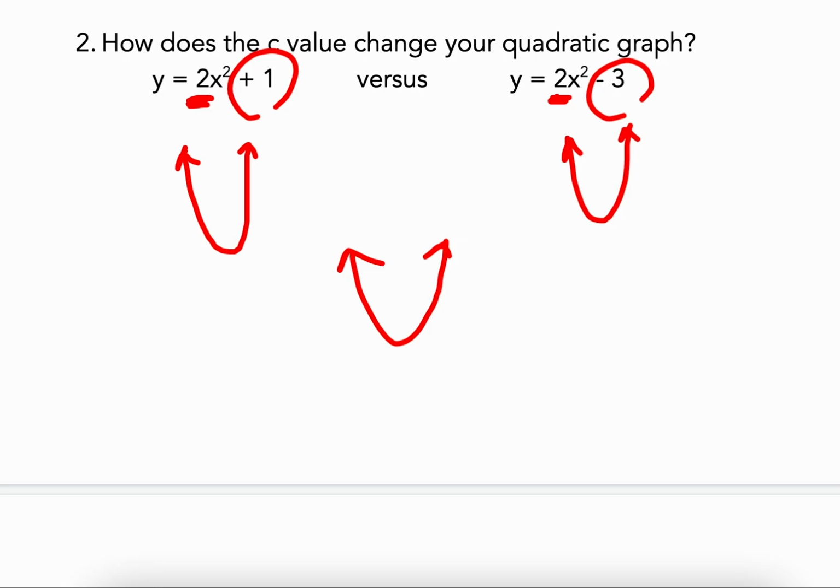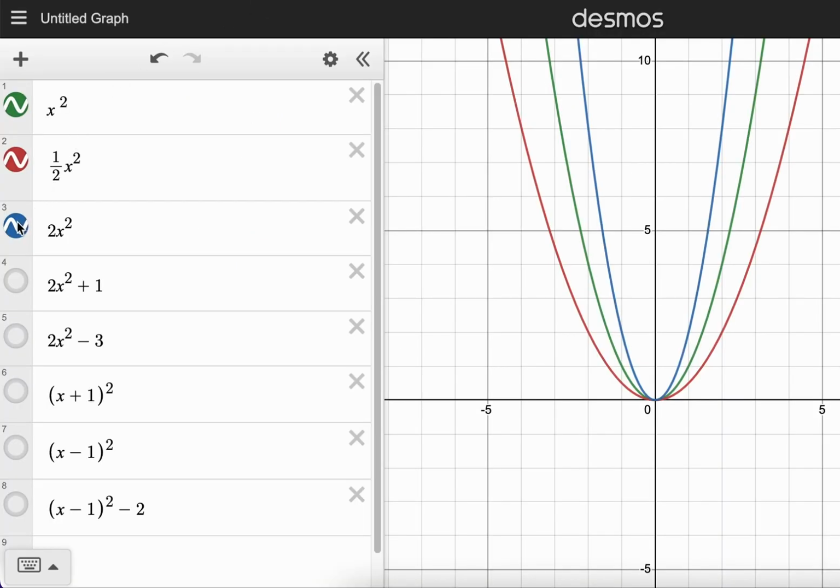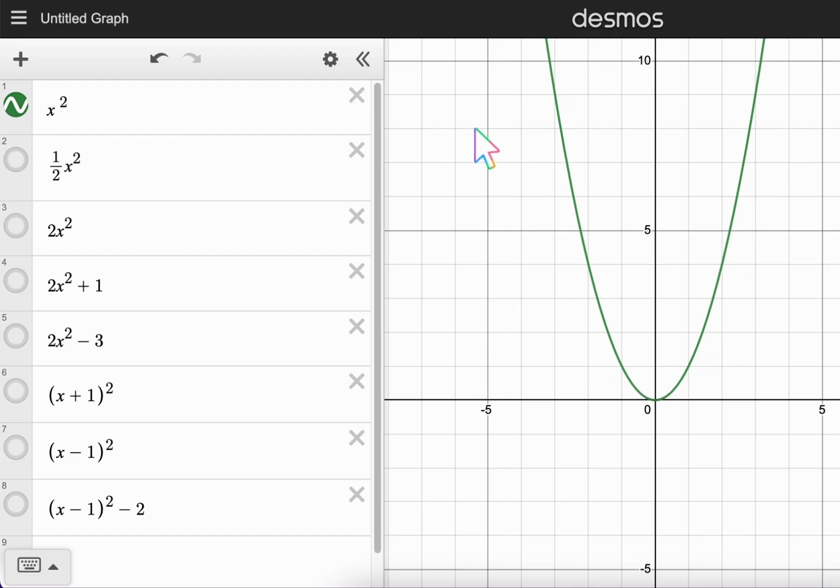which is the x squared. Okay, so let's take a look at Desmos now to figure out what changing the C value, we have a +1 and a -3, what that will actually do. And go ahead and make your predictions before we do so. All right, so we're going to go ahead and clear the narrow and the wide graphs from our change in A value. And now we're going to look at how the C value changes. So we still have our green generic x squared graph. And we're going to add on now this one.